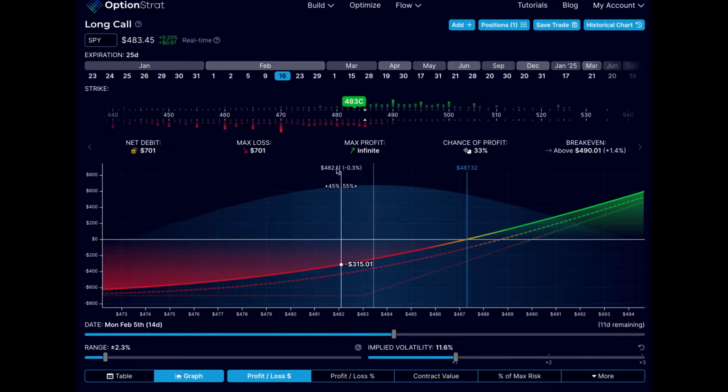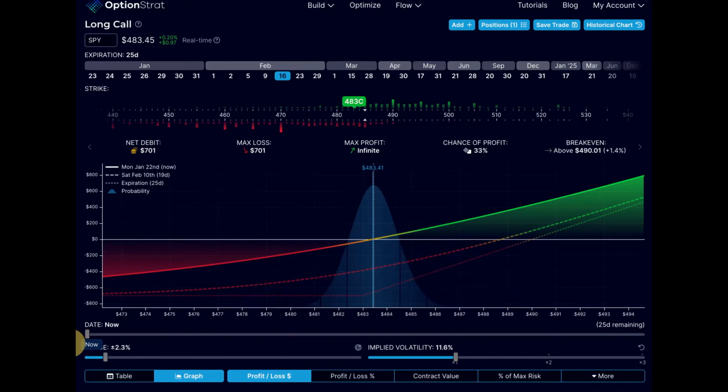Now, another thing I want to look at is this whole line across here. This is going to show us key factors about our trade. I'm going to come back and slide this back to today, but we can see that the net debit, what we're going to pay to get into this trade, because in this case we're simply buying a long call, is $701. That also is our max loss in this case.